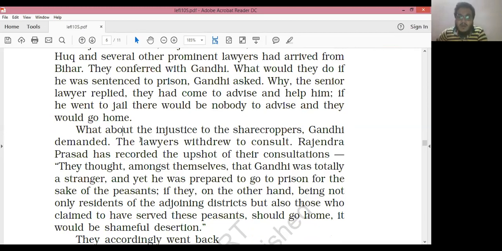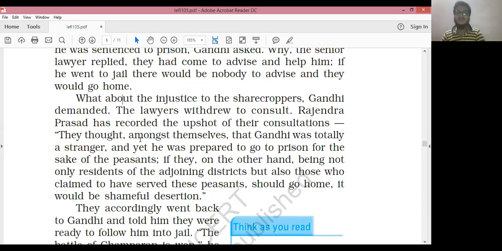They thought amongst themselves that Gandhi was totally a stranger. Got my point? For the Bihar people, Gandhiji was a stranger. He belongs to Gujarat, a different state. And yet he was prepared to go to prison for the sake of the peasants. If they, on the other hand, being not only residents of the adjoining district but also those who claimed to have served these peasants, should go home, it would be a shameful desertion. We claim we are helping peasants, we are standing with them, we are advocating for them, and if he is going to jail, we are going home.